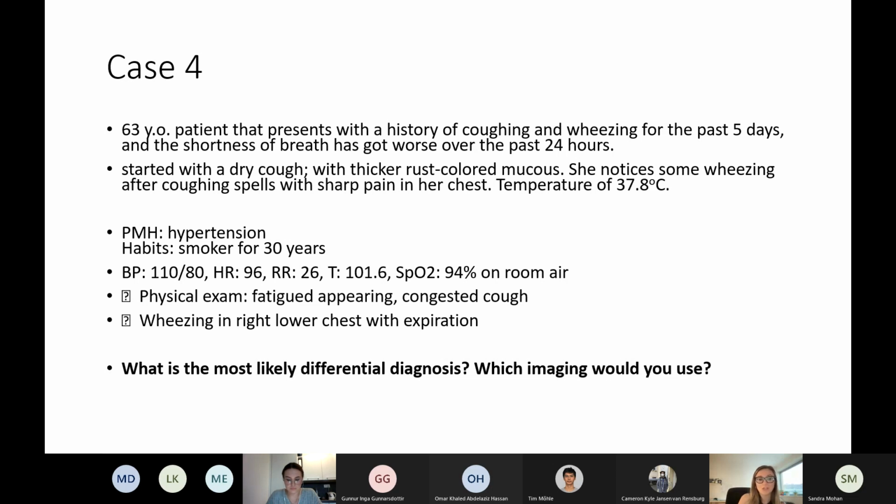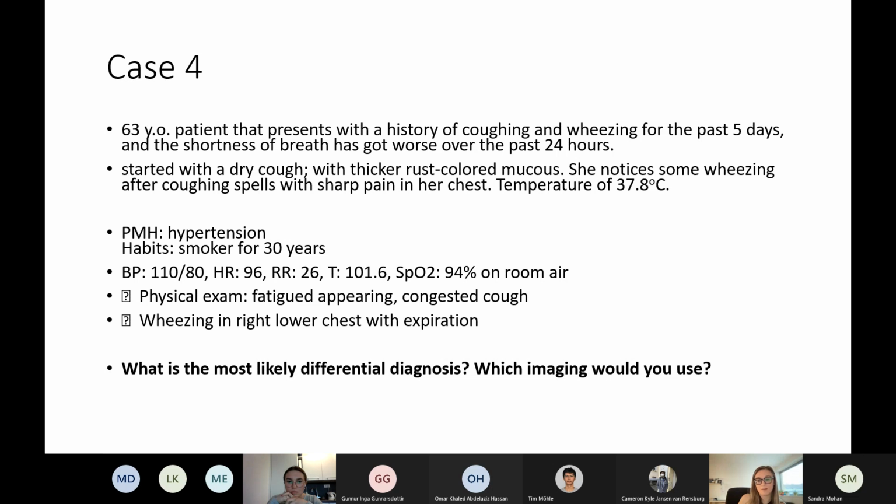Her vitals show blood pressure 110/80, heart rate 96, respiratory rate 26, and the saturation is 94%. On physical examination, she appears fatigued, and she has a congested cough, and also she has wheezing in the right lower chest with expiration. So what's the most likely differential diagnosis?